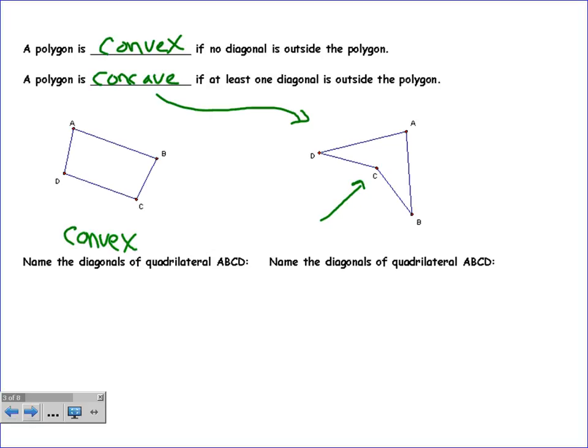Okay. Let's see. Name the diagonals of the quadrilateral. I'm actually going to go through and draw them.